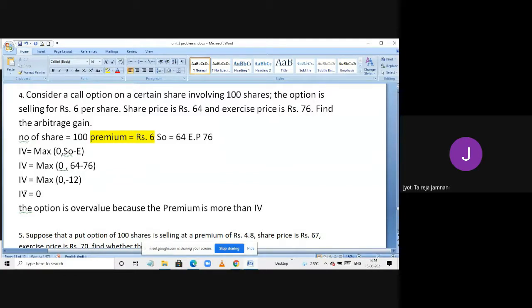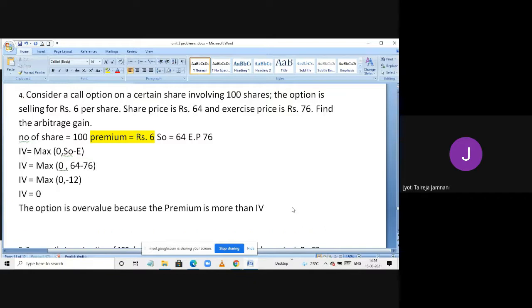Is that okay? Intrinsic value is the gain. Your gain is 0 and you're paying 6 rupees. Are you all getting it? Yes, ma'am. So the option is overvalued. If it is overvalued, what do we do? We sell the option. Therefore, sell the call option. Okay. So let's solve for it.